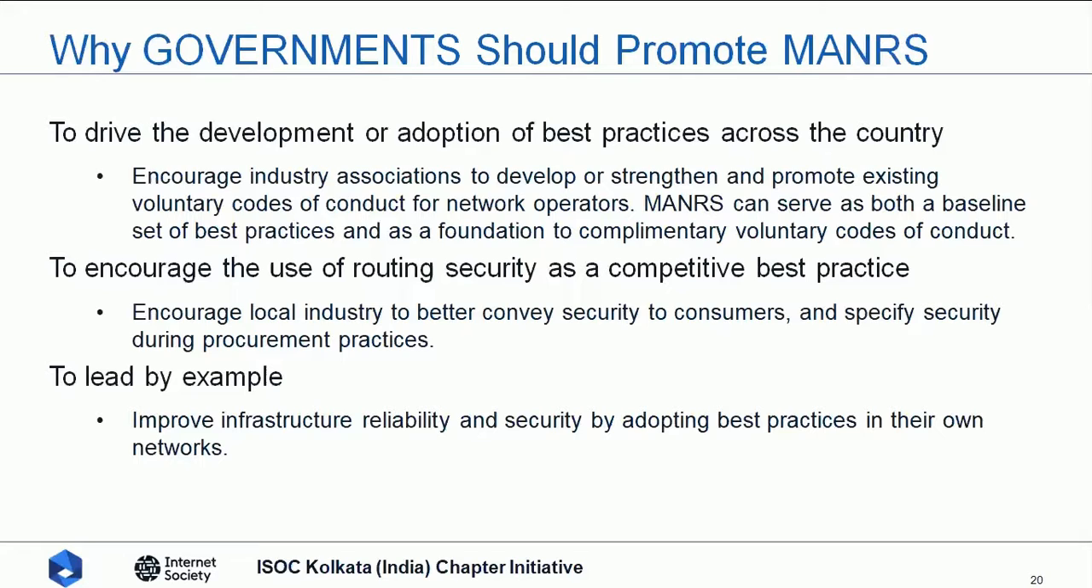Yes. So if the industries under the government find that their business information can be secured, I'll be more interested to come and set up my business in your country, under your government. Otherwise, I will definitely doubt whether my business is viable, because this government does not really give much focus on securing the data that I'm dealing with. So you lead by example, improving infrastructure reliability and security by adopting best practices in your own networks. So definitely governments should play a vital role by coming into this mandate.